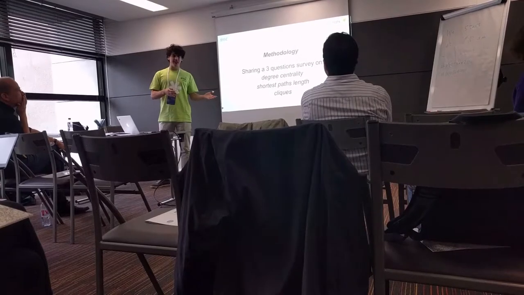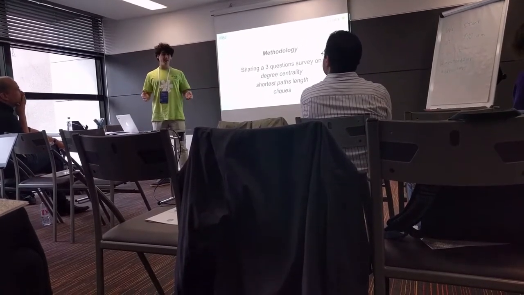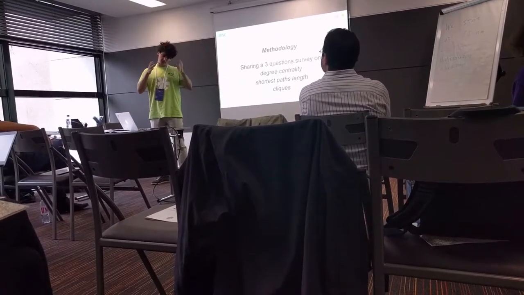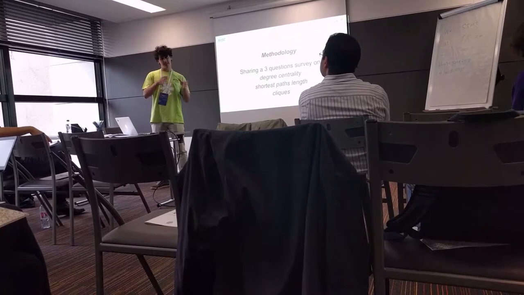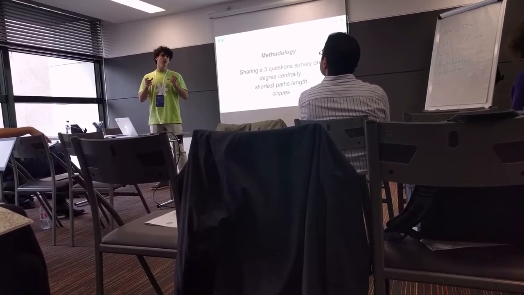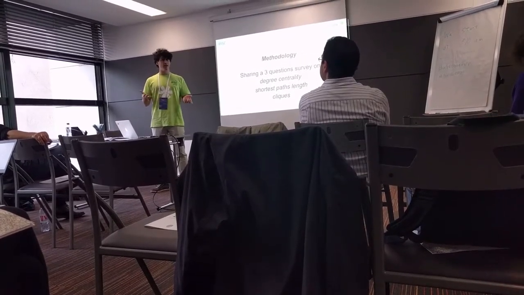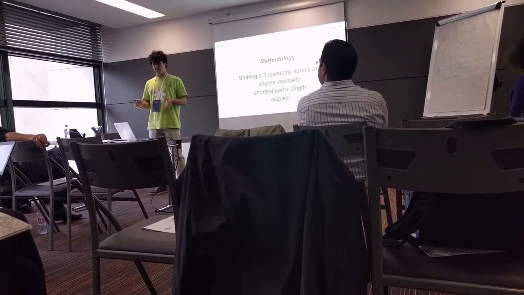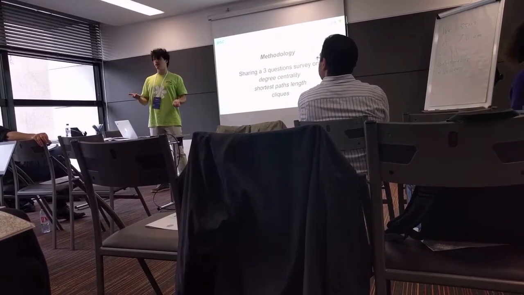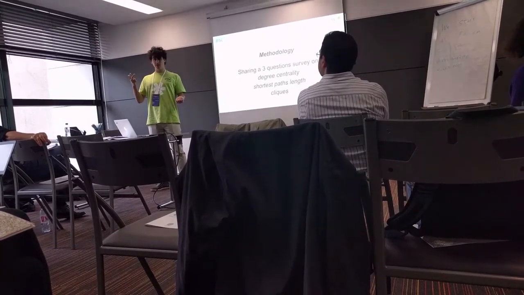We give them a survey at the beginning and at the end of the activity, and we let them play the game. And in the first class, they just play the game. In the second class, we give them a little explanation to see if there were differences. Which questions did we put on this survey? Well, one is about degree centrality, one about shorter path lengths, and another one about cliques.